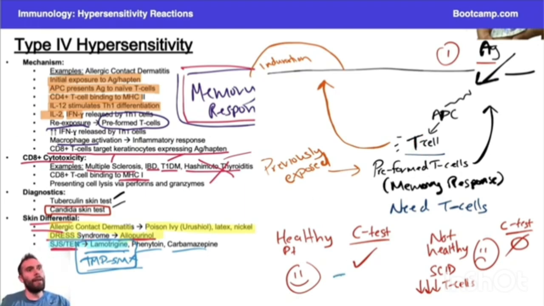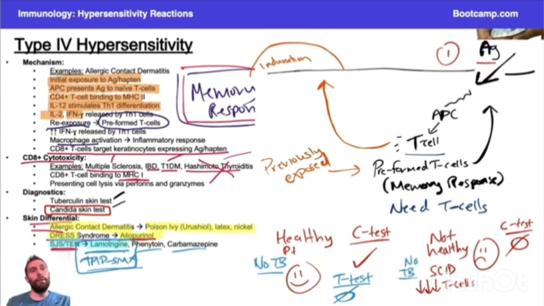So now if I did a tuberculin skin test on a healthy patient who does not have TB, would I expect an induration? And the answer to this is no, right? You wouldn't expect an induration if my patient was healthy and did not have TB. Now let's say that I had a patient that is not healthy, and this patient also does not have TB.